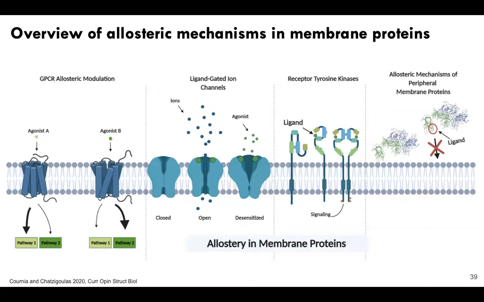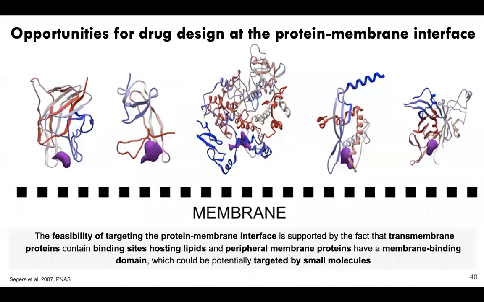And because we're very interested in these allosteric mechanisms in membrane proteins, we wanted to take it a step further into opportunities for drug discovery at the protein-membrane interface. Because these proteins are important drug targets and associate with the membranes, we believe that we can modulate their interactions by altering the protein-membrane binding.